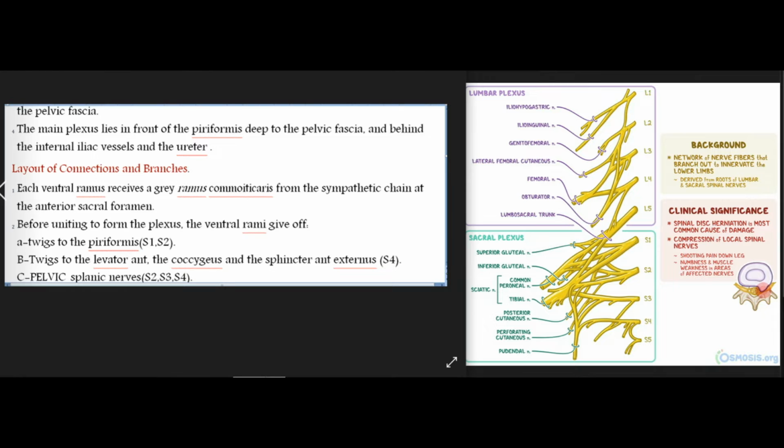Layout of connections and branches. 1. Each ventral ramus receives a gray ramus communicans from the sympathetic chain at the anterior sacral foramen. 2. Before uniting to form the plexus, the ventral rami give off: A, twigs to the piriformis, S1, S2. B, twigs to the levator ani and the coccygeus and the sphincter ani externus, S4. C, pelvic splanchnic nerves, S2, S3, S4.